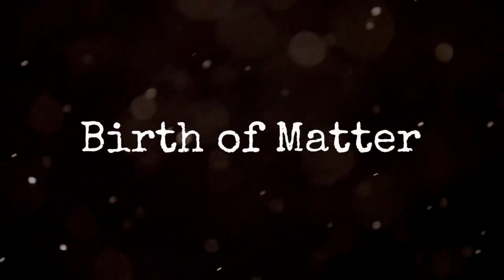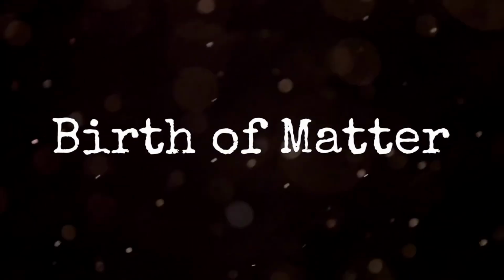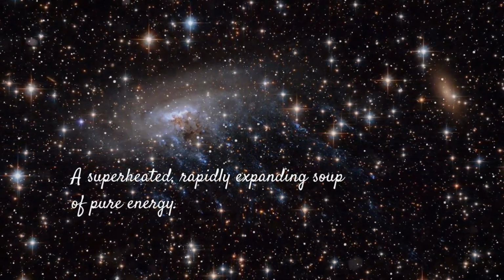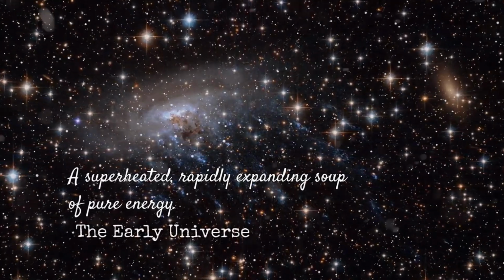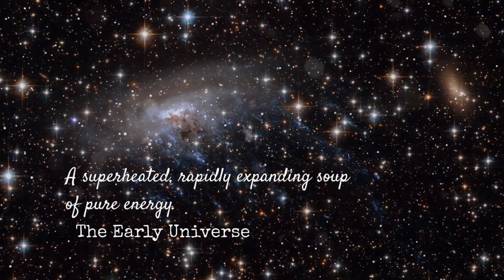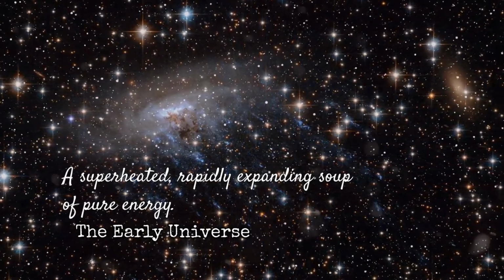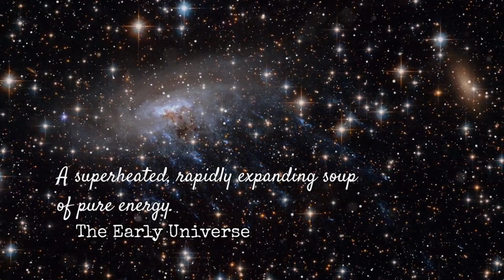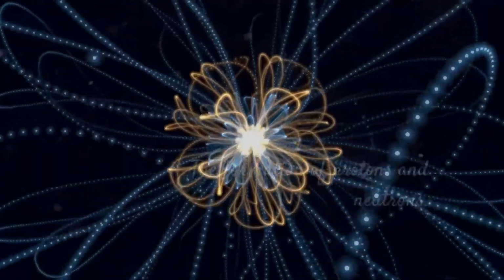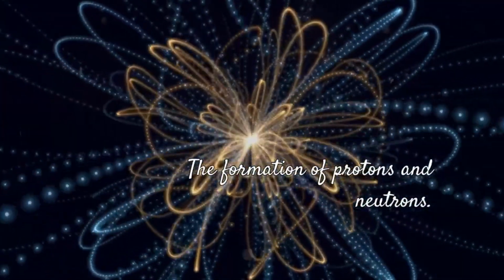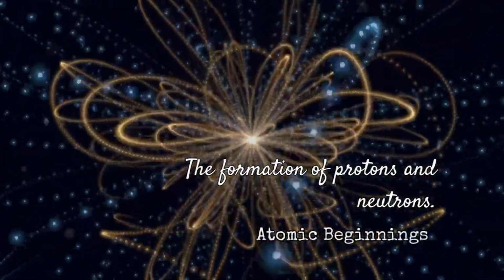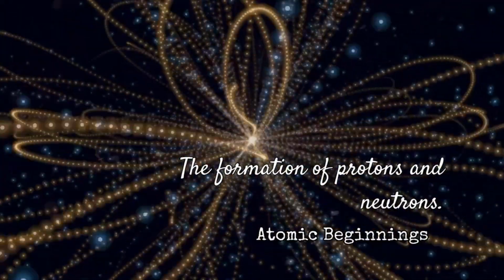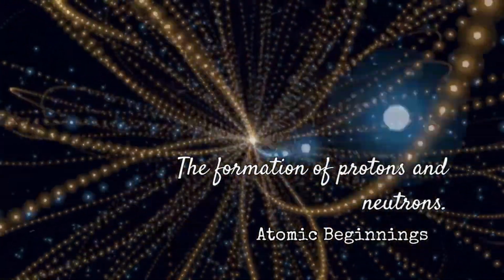The birth of matter, how protons and neutrons formed in the early universe. Imagine the universe in its infancy, not as the vast cosmos we see today, but as a superheated, rapidly expanding soup of pure energy. This primordial state was the crucible where the very building blocks of matter were forged. From this chaotic beginning, a dramatic transformation occurred, the formation of protons and neutrons. These particles are the foundation of every atom, and therefore, everything we see around us.